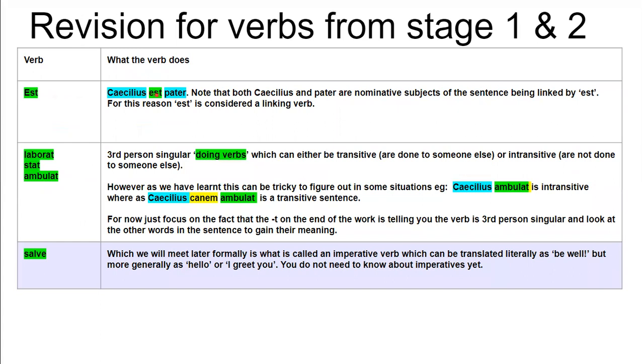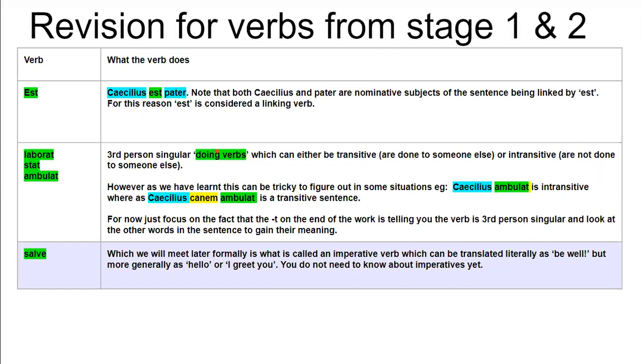So it's also called a copulate. That's the fancy term for it. So that's why you notice that it's not taking an accusative over here at the end. It's taking two nominatives. The second nominative is called a predicate nominative. Or if it's not a noun, if it's an adjective, it's called a predicate adjective.